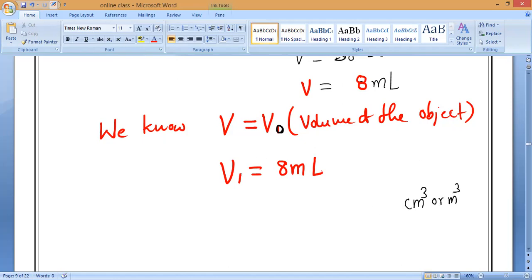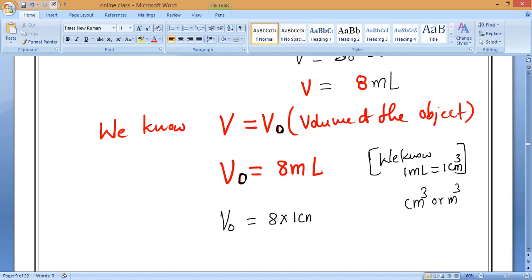So solid volume we are never supposed to measure in milliliters. That is why we must write it here. We know they have given water. So 1 ml of water is equal to how many cubic centimeters, guys? 1 cubic centimeter. So the volume of the object is equal to 8 into 1 cubic centimeter, which is equal to how much, guys? 8 cubic centimeter. That is the volume of the solid.